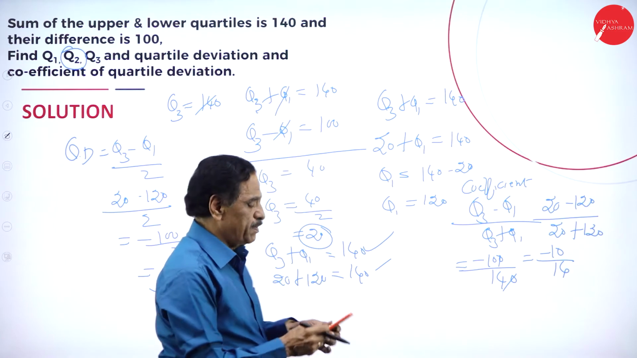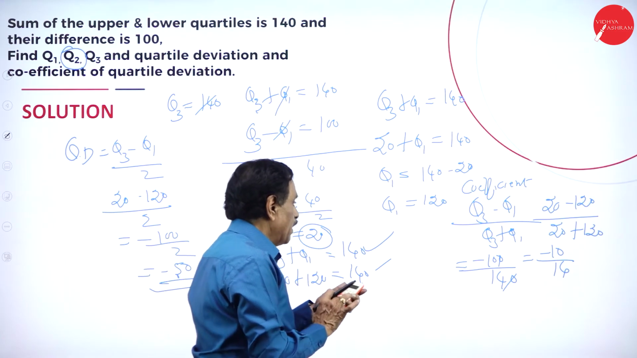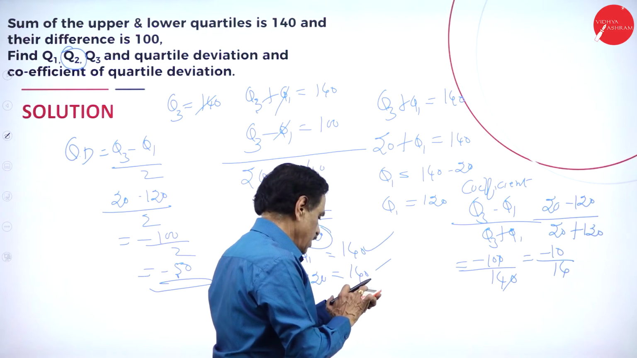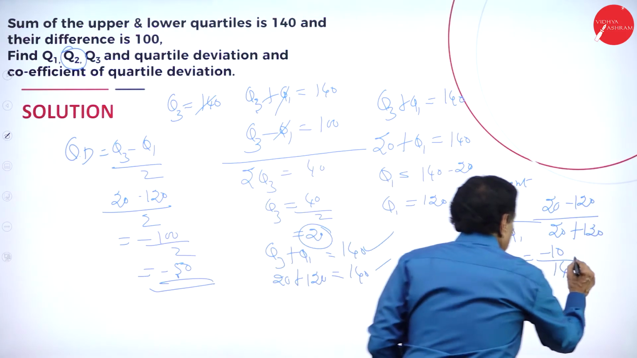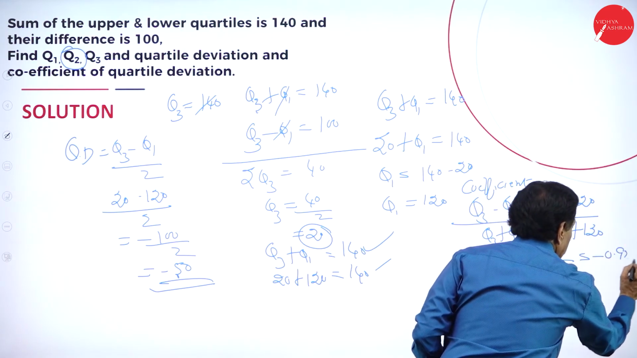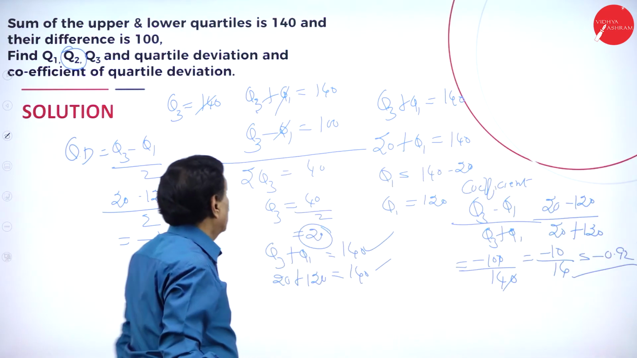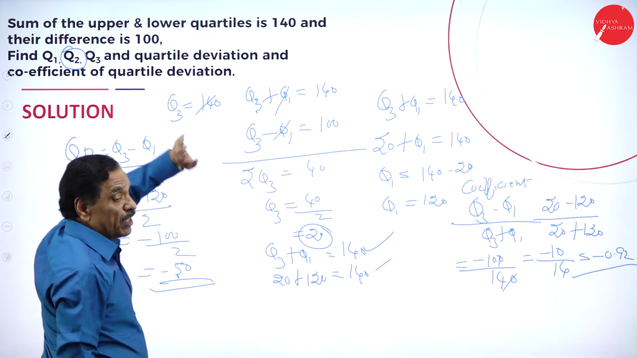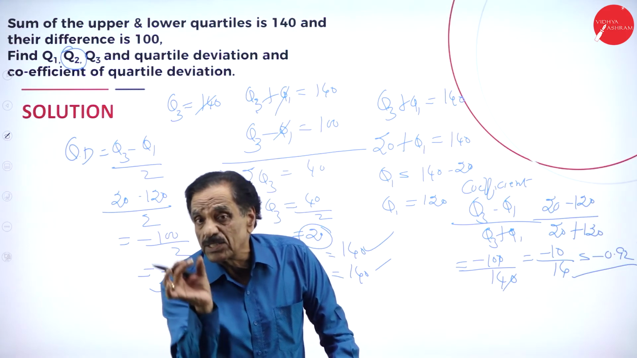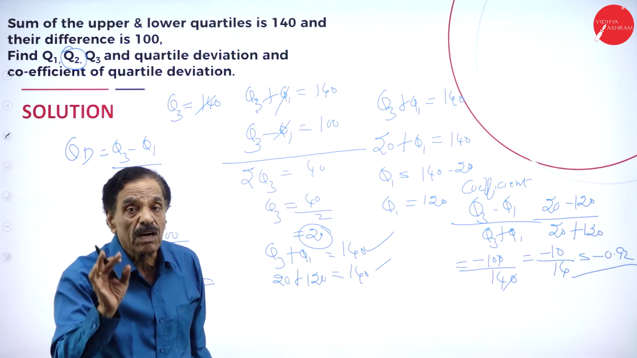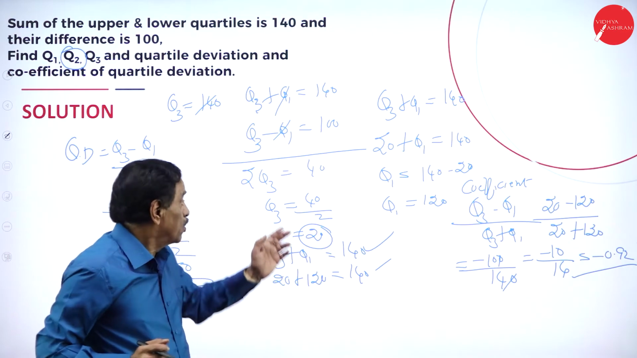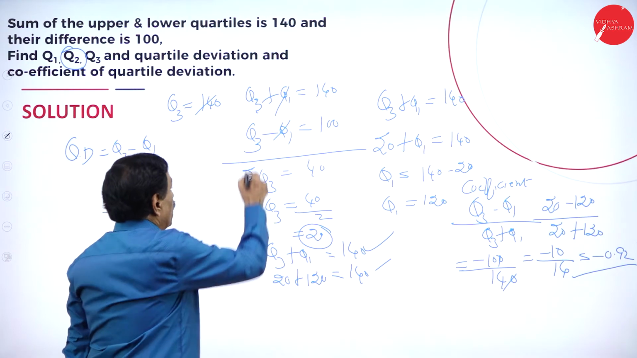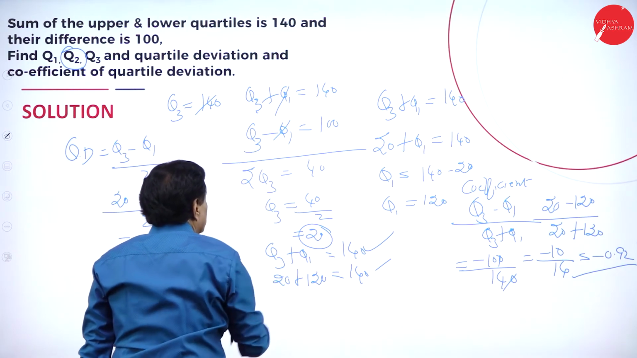If we solve this problem, that's okay for us. 10 divided by 14 is equal to minus 0.92. So now, the sum of the upper and lower quartile: Q3 is called upper quartile, Q1 is called lower quartile. Sum means adding. Q3 plus Q1 is 140. Their difference is 100.